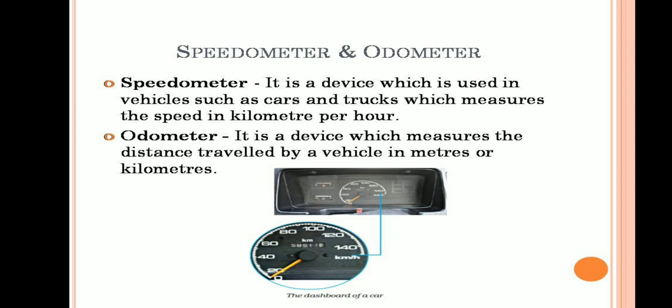Speedometer and odometer. Speedometer. It is a device which is used in vehicles to measure the speed in kilometer per hour. Odometer. It is a device to measure the distance travelled by a vehicle in meters or kilometers.